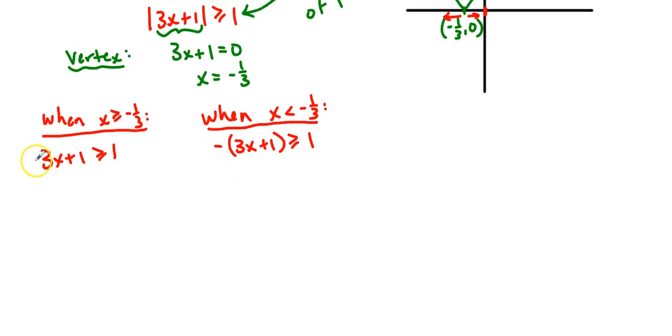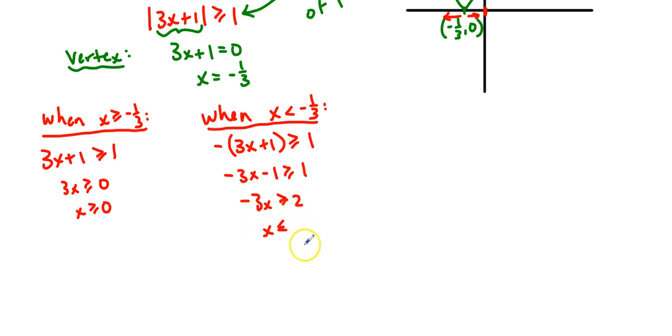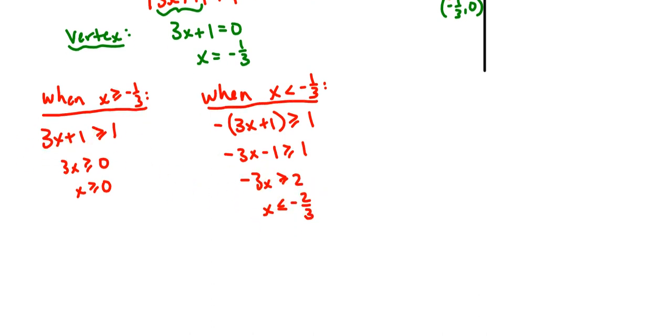Okay, so let's go through and solve algebraically. Solve for x here. We've got 3x plus 1 minus 1, that's going to be greater than or equal to 0. So 3x is greater than or equal to 0, and x is greater than or equal to 0. There's one of our solutions, or one of our intervals. The other one, we need to make sure that we distribute this negative to both terms. So -3x minus 1 is greater than or equal to 1. -3x is greater than or equal to 2. I'm going to divide by -3 here, so that flips my sign. So x is less than or equal to -2/3 is where my other interval is going to come up.